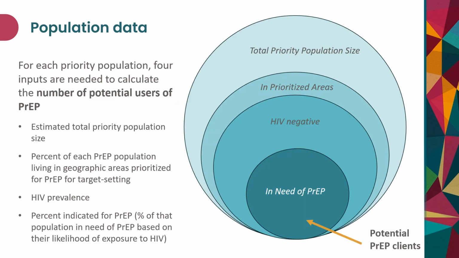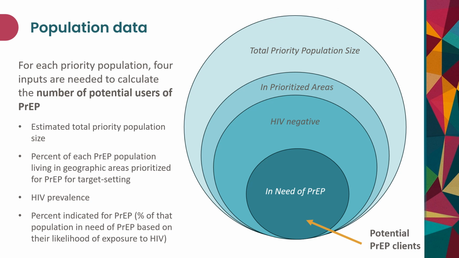When setting targets, you start with specifying the population data. For each priority population, there are 4 key inputs needed to calculate the potential number of users of PrEP. First, there's the estimated size of the priority population.